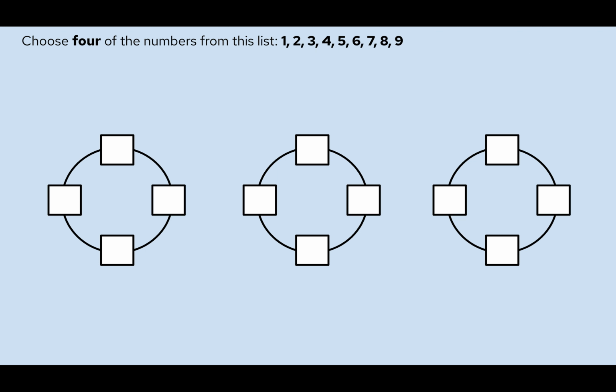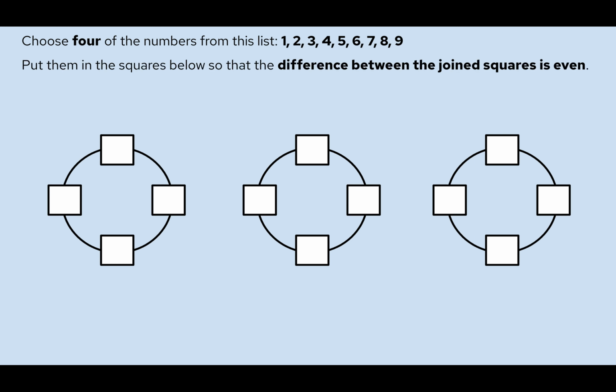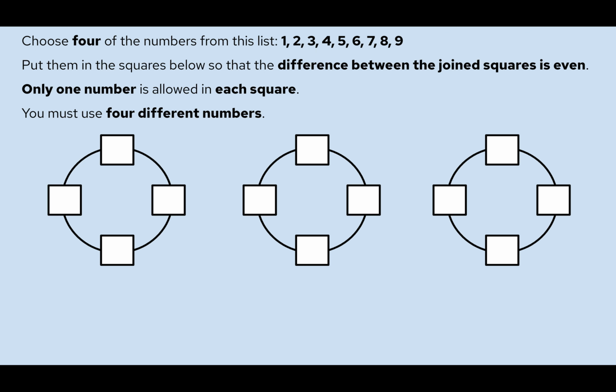Now let's go on to the next part. And the next part is 3 new number circles. So again, just like before, we're going to choose 4 of the numbers from the list 1 through 9. But this time, we're going to put them in the squares so that the difference between the joined squares is even. Just like before, it's only one number allowed in each square, and you have to use 4 different numbers. So here we go. I used 5, 3, 1, and 7. Again, if you subtract these, the differences are all even. 8, 6, 4, and 2, 9, 3, 5, and 1.